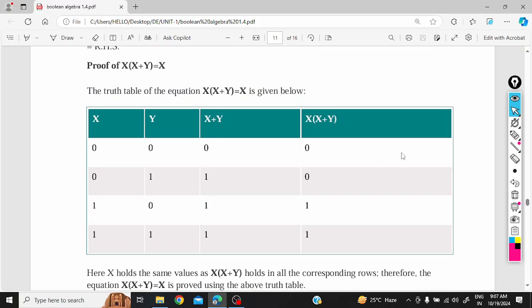Now see, X dot (X plus Y) is equal to X. Now I have taken X and Y, 0 0, 0 1, 1 0, 1 1. For X plus Y, you can observe clearly when I am performing OR operation between X and Y, 0 1 1 1 will be my output. Now X dot (X plus Y) means I need to perform AND operation between X and X plus Y. Now you can see here 0 0 1 1. These values are exactly equal to X. So this is how we prove the given expression.